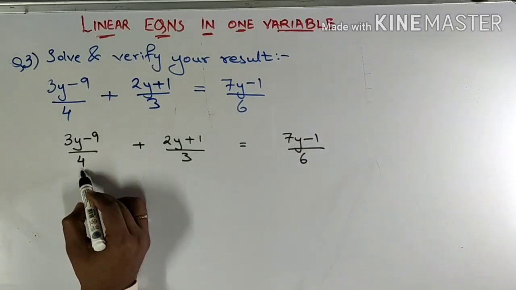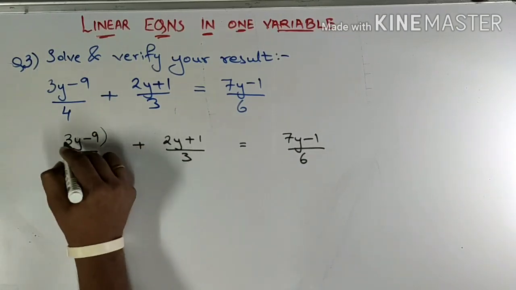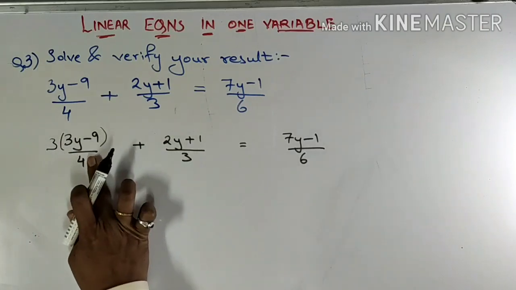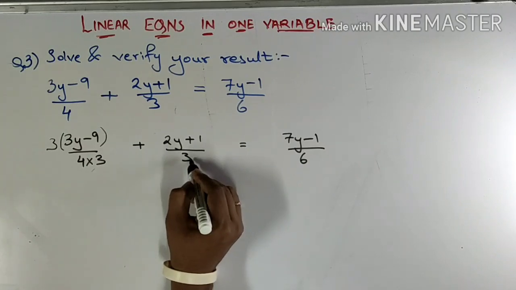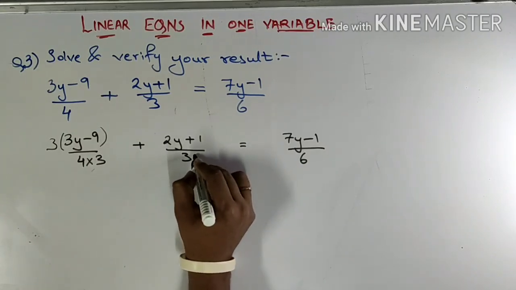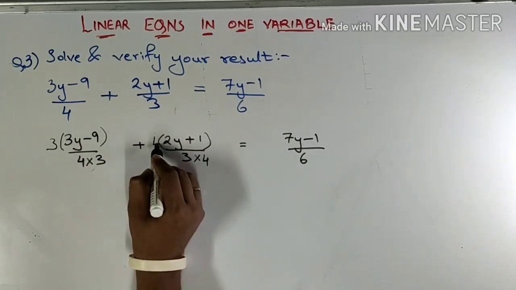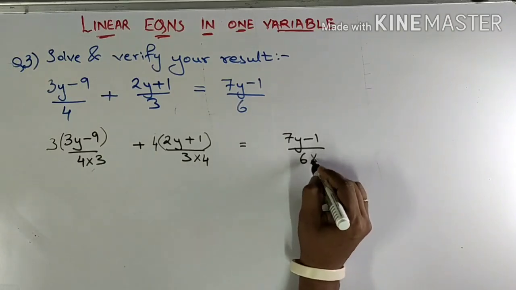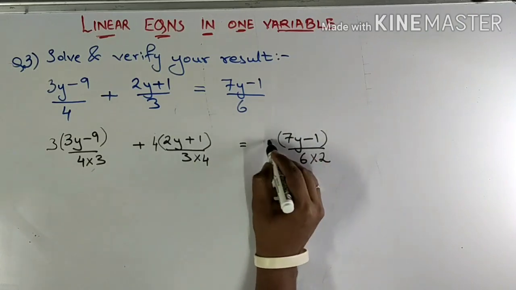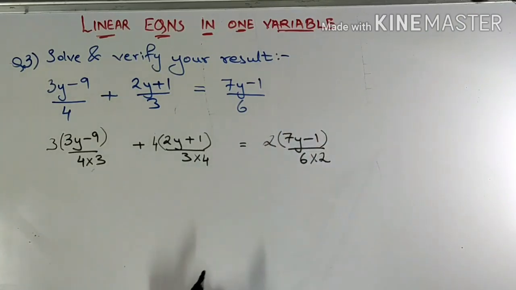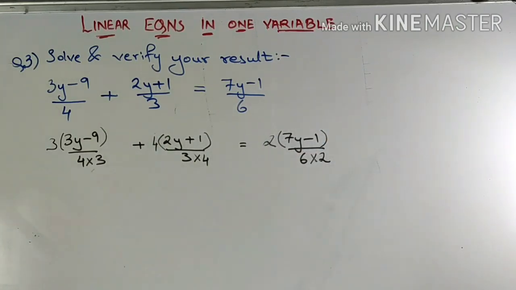So if I want to convert these denominators into 12, I'll have to multiply the denominator by 3 over here. So I'll multiply the numerator also by 3 to keep it balanced. Over here, if I want to convert this denominator 3 into 12, I'll multiply the 3 by 4. Similarly, I'll multiply the numerator also by 4. If I want to convert this into 12, I'll multiply 6 into 2, and similarly, to balance the value of this fraction, I'll have to multiply both the numerator as well as the denominator by 2.